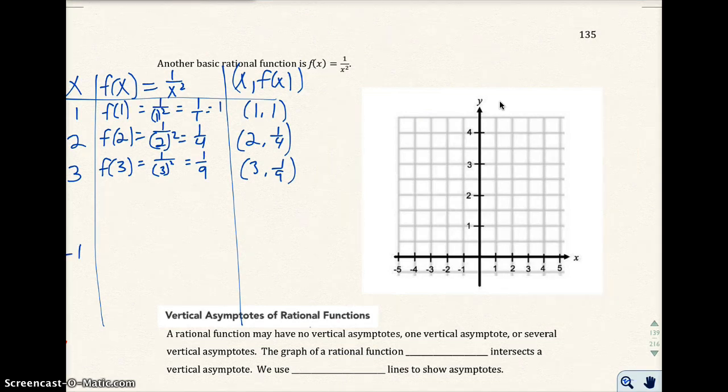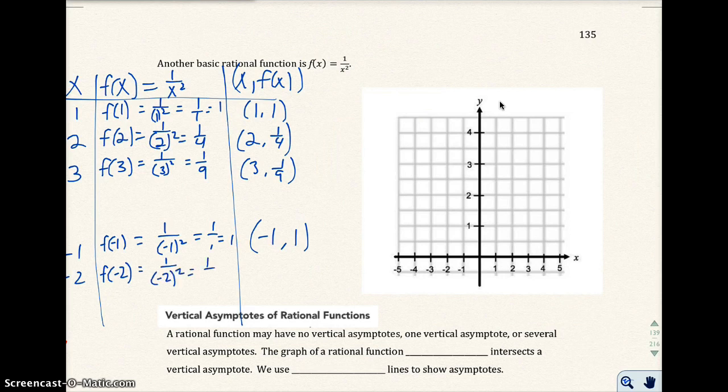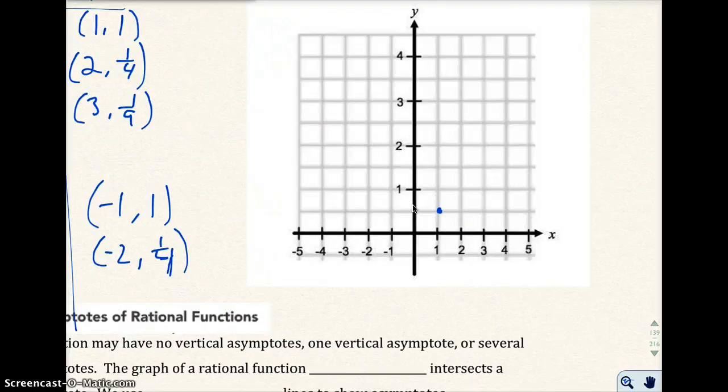If I pick negative values of x, I get f of negative 1 is 1 over negative 1 squared, which is 1 over 1. So I get negative 1, 1. Do negative 2, 1 over negative 2 squared, which is 1 over 4. Negative 2 and 1/4. And you're going to notice that I will get the same y values here when I change the x sign. Okay, let's see what happens here. 1, 1 is right there. 2 and a fourth would be right here. 3 and a ninth would be right there.